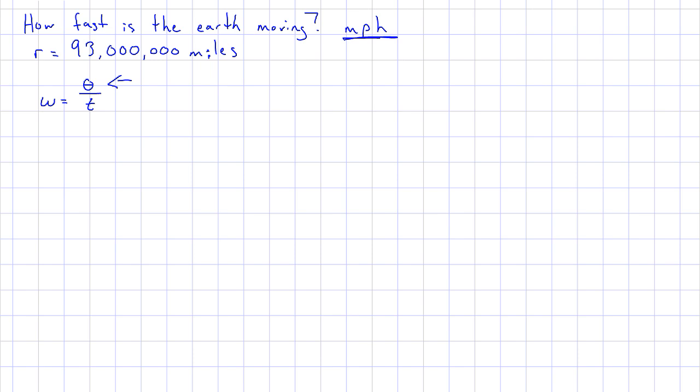So if there are 365 days in a year, and a circle is 2 pi radians, then the number of radians that I move per day is going to be 2 pi divided by 365. This will give me radians per day.